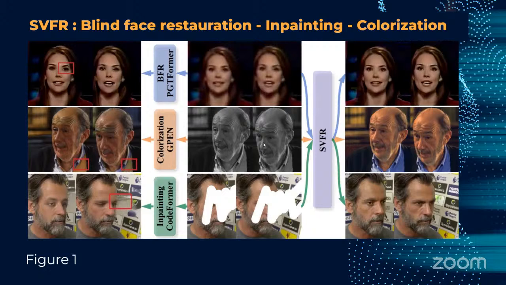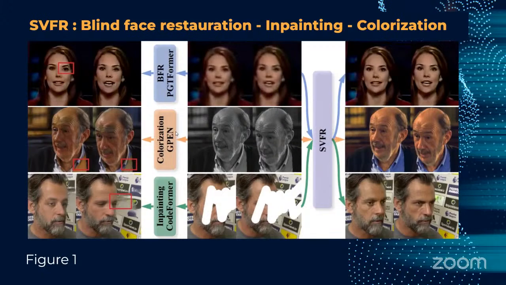So we start with a grayscale image and try to add back some realistic colors to the image. And finally, on the last line, we have the inpainting task where some white color has been painted over parts of an image, and these missing parts are then reconstructed here. And on this left-hand side, we see that all these three different tasks are carried out by separate models.